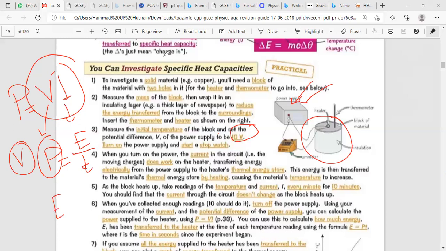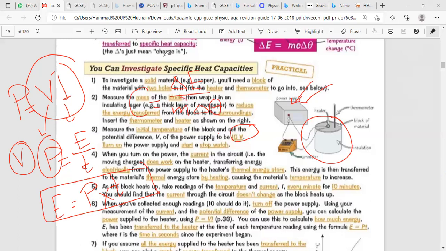So this is how we can get the energy: by multiplying the power, which we calculated from the product of V and I, with the time it took for the experiment, and then we get the energy. Now you can see that we are equipped with all the necessary parameters needed to find the C. We have C is equal to delta E divided by m delta theta.